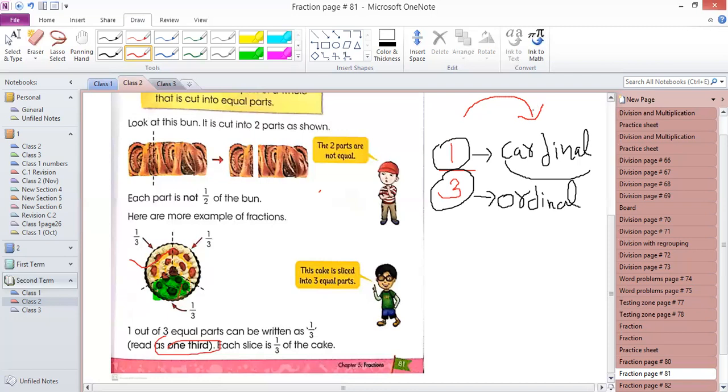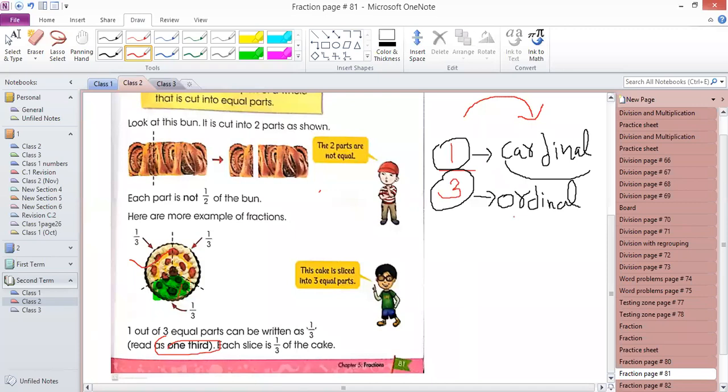So cardinal numbers should be used for reading the numerator. If the numerator is 1, you will read it 1. If the numerator is 4, you will read it simply 4. But for reading the denominator, you should use an ordinal number, which tells you the position. Like I live on the 4th floor. I live on the 3rd floor. I got 1st position. My friend got 2nd position. These are the ordinal numbers, which tell the position.